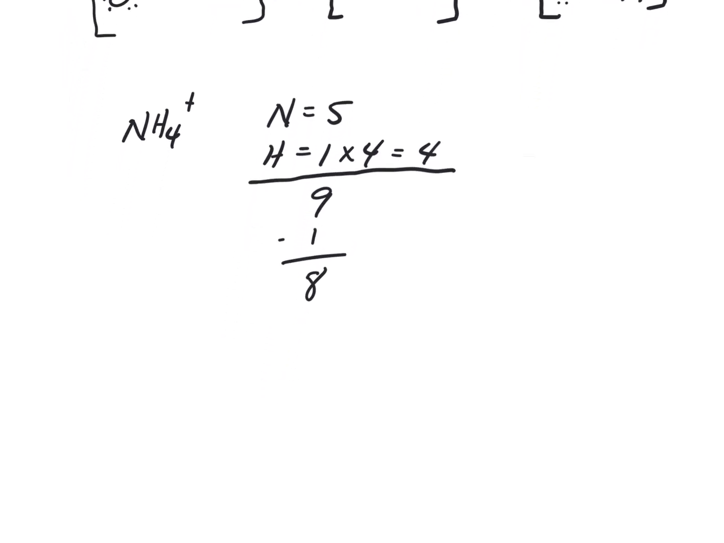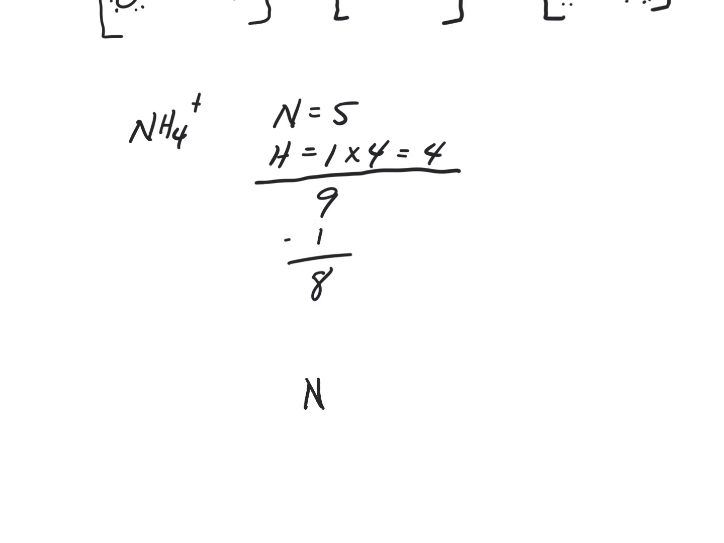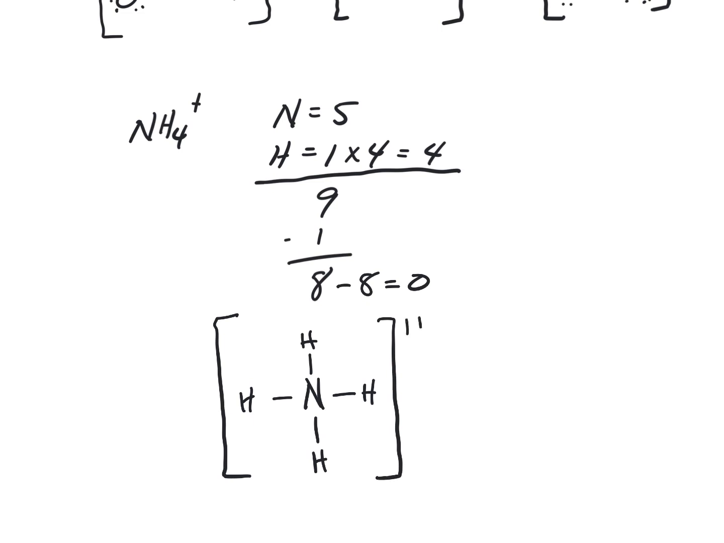Okay, let's now draw a structure for this. All right, I just used 2, 4, 6, 8 electrons in making these bonds. So I used up the rest of my electrons. I have this structure now, and it has a 1 plus charge, and that's all there is to it.